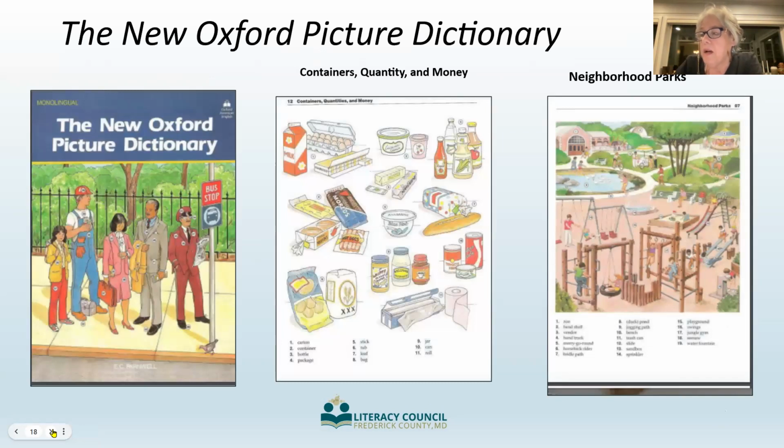A picture dictionary is helpful, not only for building vocabulary, but also for developing a dialogue and for communicating with your student. You can use the dictionary to illustrate words or issues or topics that come up during a lesson. The New Oxford Picture Dictionary, shown on the slide, illustrates the meaning of over 2,400 useful vocabulary words in the context of everyday living. It is great for teaching word categories because of its layout. The Literacy Council has many copies of the dictionary for you to borrow, but it's such a valuable resource that many of our tutors and their students have bought their own.